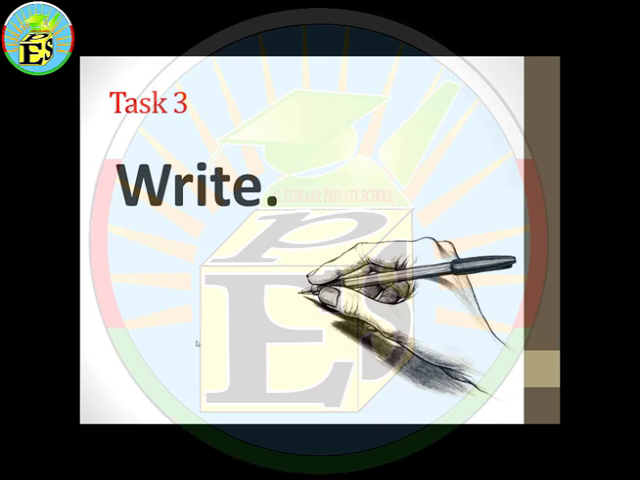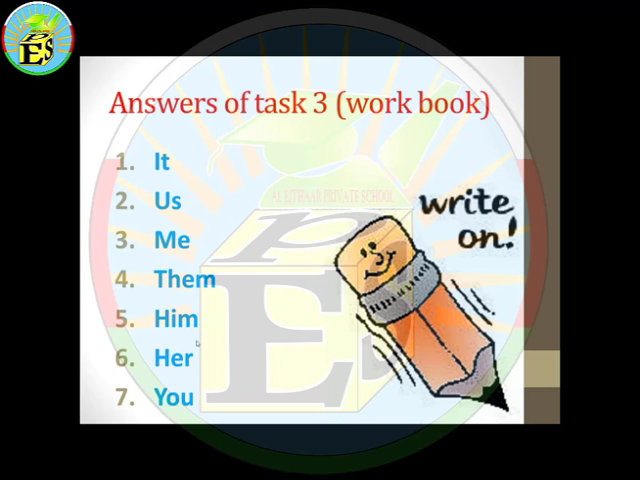Let's check the answers together. Please write them and be careful with your handwriting. So the first one is done, which is it, but we can't find it. Can you help us, please? Number 3, follow me. Number 4, I can't see them anywhere. We're talking about his aunt and uncle, them. Number 5 is that's him, and number 6 is that's her, and the last one is thank you.